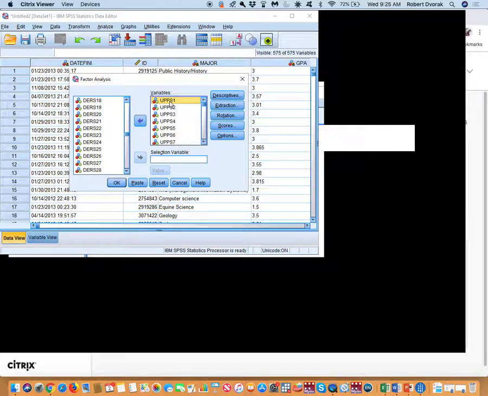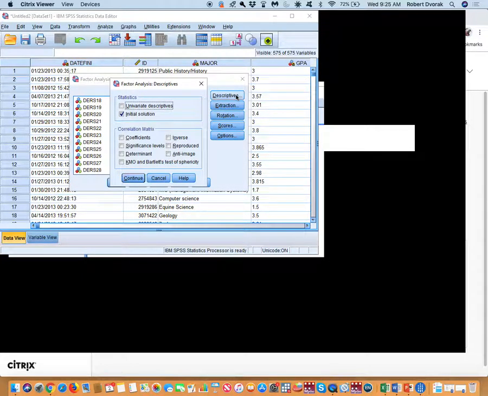But okay, so we have identified that we've got these items, and we want to analyze these items and determine what the factor structure is of these items. This is easier to do when it's already been done once and you know what the factor structure is. Let's pretend that we don't know what the factor structure is, and we've got these 59 items, and we want to see what it is.